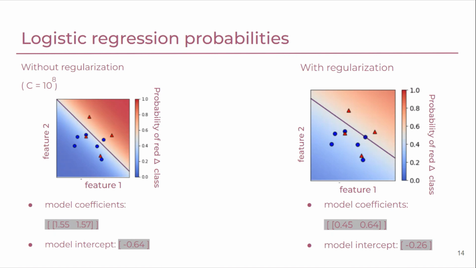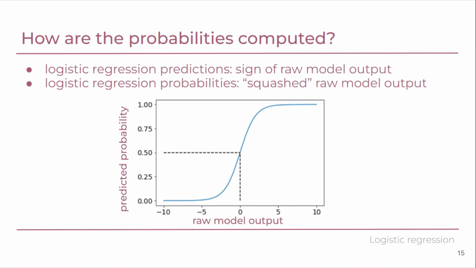By the way, these figures also answer a question you may have had from the previous chapter. With two features, we had two coefficients even though you only really need one number to represent the slope of a line. We now have a reason for this. The ratio of the coefficients gives us the slope of the line, and the magnitude of the coefficients gives us our confidence level. Finally, as you can see, regularization not only affects the confidence, but also the orientation of the boundary. So how are these probabilities computed?